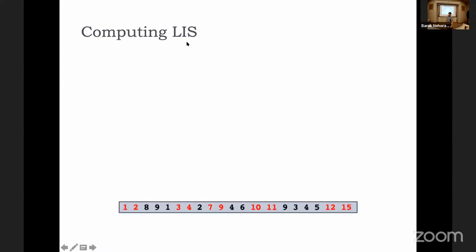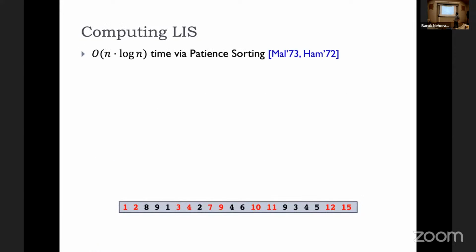So thank you. Okay, so computing longest increasing subsequence. The classic algorithm is to use patience sorting. The algorithm runs in time n log n. Now the question that we are asking here is, can we do faster? In particular, can we do much smaller than time n? That would put us in the regime of sublinear time.